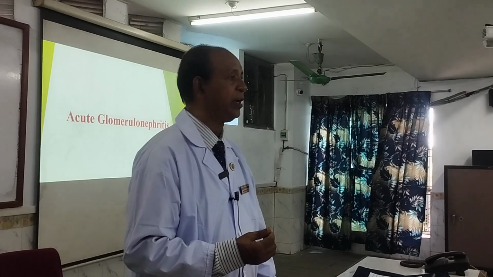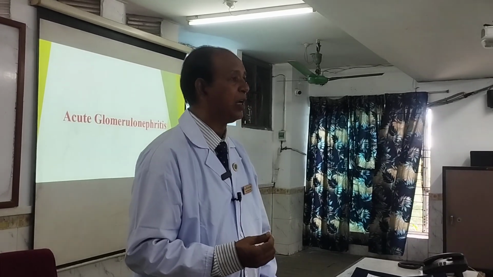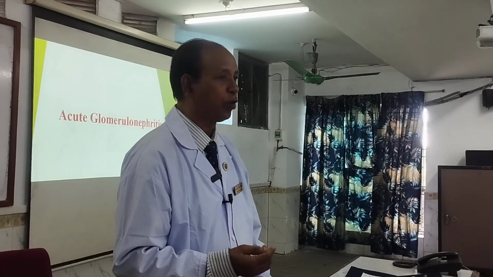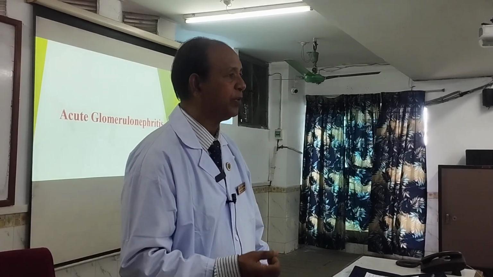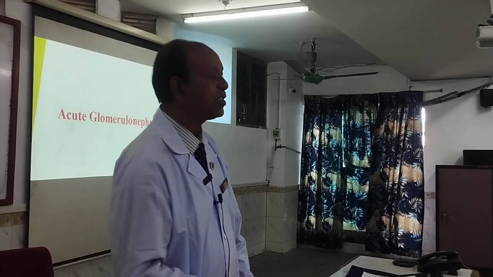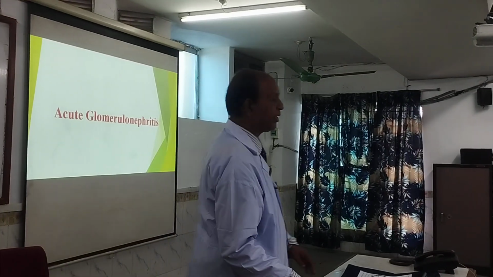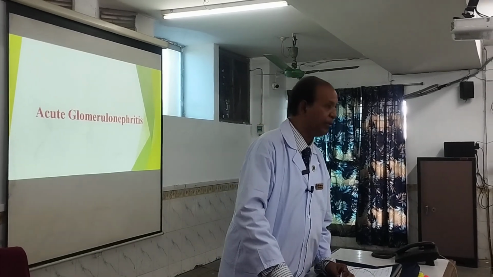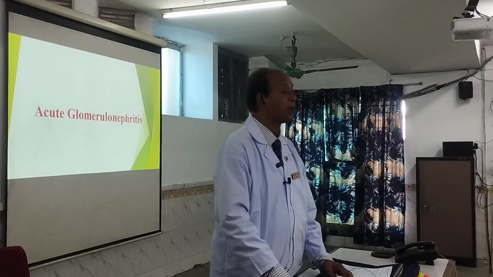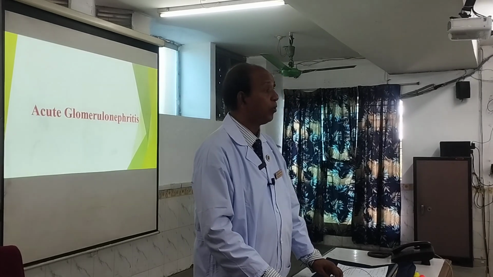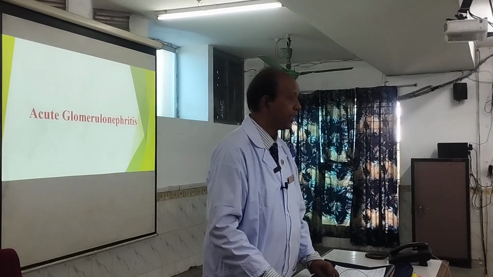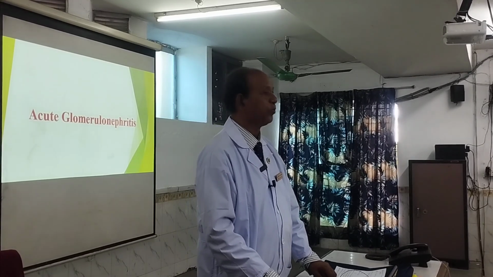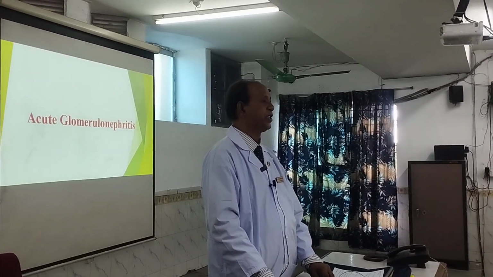Then CBC. In CBC, what will happen? There is polymorphonuclear leukocytosis and normocytic normochromic anemia, and complement 3 will be low. There is also evidence of streptococcal infection, which means a positive throat swab culture, a positive ASO test with rising titer, and anti-DNase B also positive. Remember these are the investigations.